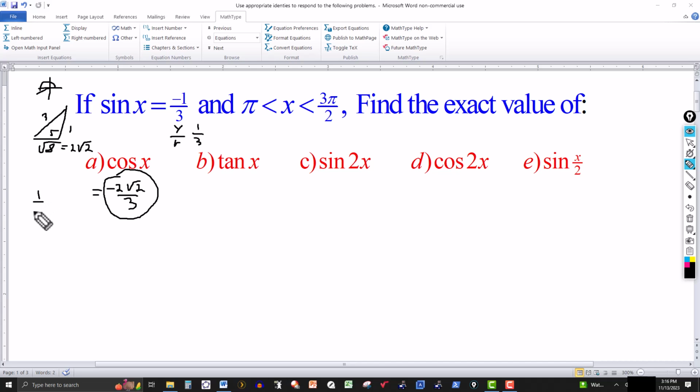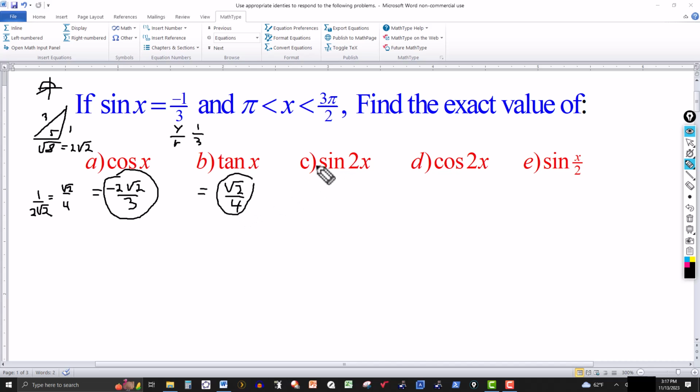Now for the tangent, again, I can just use the triangle here. That'd be 1 over 2 square root of 2. Rationalize that by multiplying by the square root of 2. That would give me the square root of 2 on top. Square root of 2 times square root of 2 is 2, and then times 2, that would be 4. And if an angle terminates in quadrant 3, which this one does, then the tangent would be positive because the x component and the y component would both be negative. So that would give me a positive square root of 2 over 4.